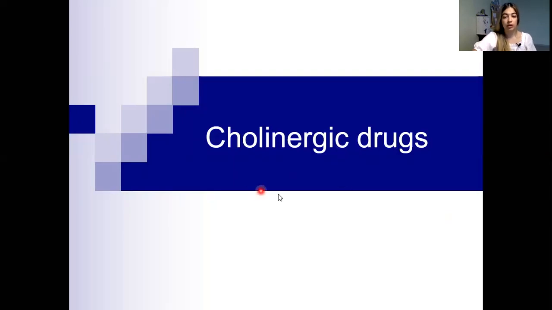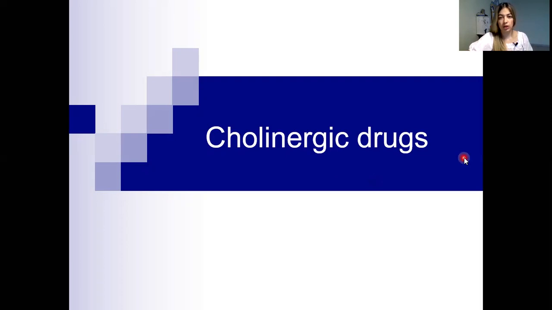Here today we have the lecture Cholinergic drugs, and this is the beginning of our private pharmacology. And today we are going to talk a lot about the transmission in the cholinergic synapse, about the structure of this synapse, about the effects which acetylcholine can make, and the drugs which belong to this group.